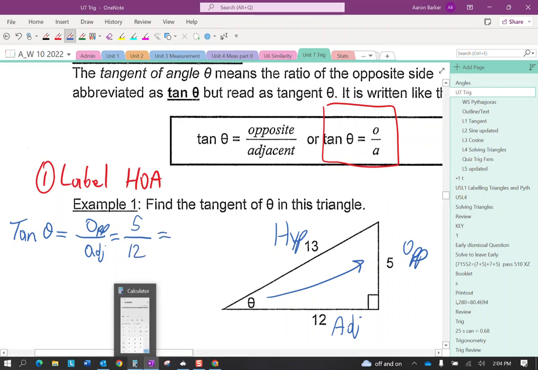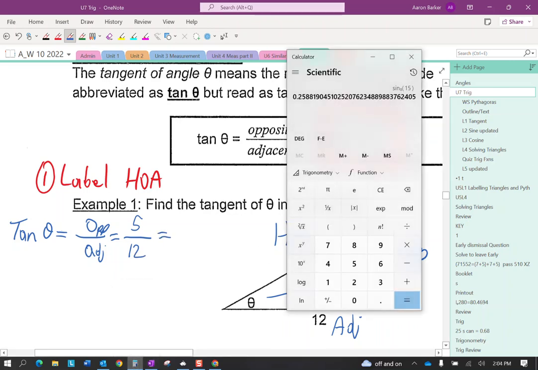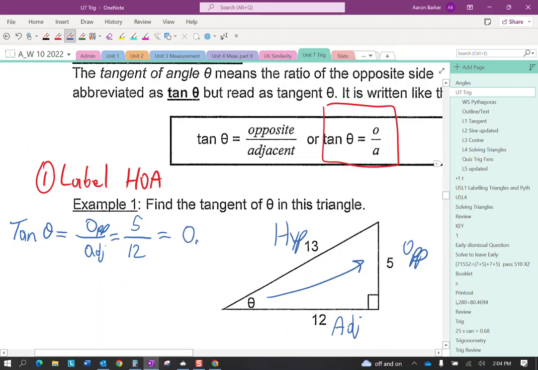So now we go to our calculator, and what do we type in? 5 divided by 12. So we have to find the ratio from the triangle. Don't need to round, just truncate, so 0.4166.